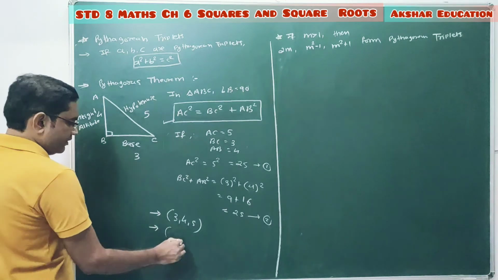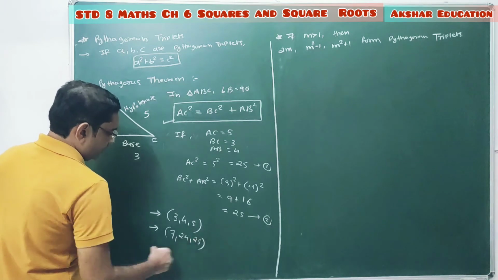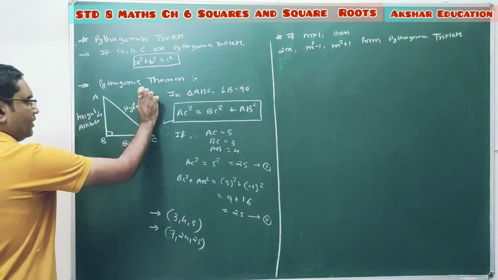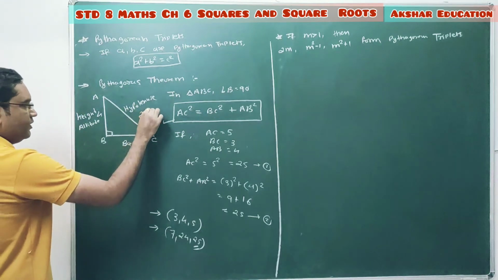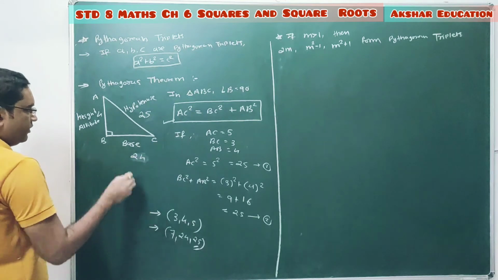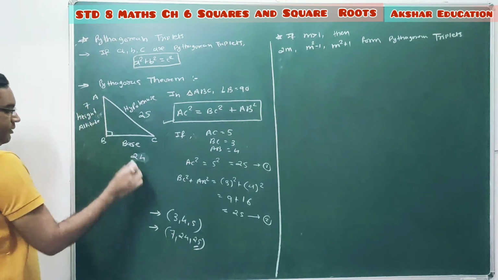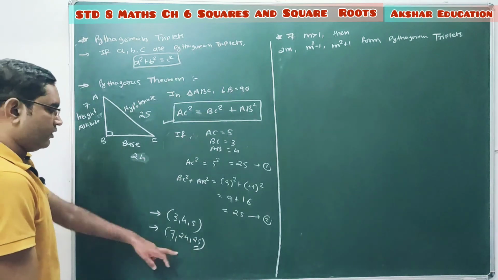One more Pythagorean triplet is 7, 24 and 25. You can consider the longest side, the longest side is the hypotenuse. So this one is 25. The remaining 2 sides can be 24 and 7. Now apply the Pythagoras theorem here for these Pythagorean triplets 7, 24 and 25.